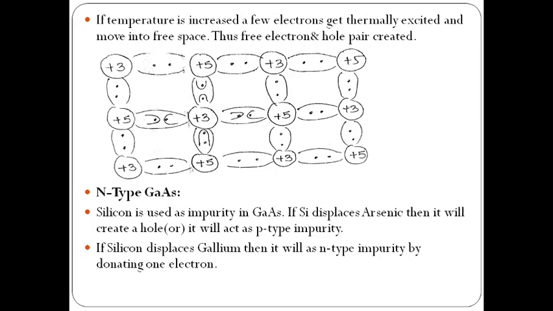Here gallium arsenide is a compound. If silicon is added to the gallium arsenide, and if the silicon displaces the arsenic, then it will create a hole, so it will act as a p-type impurity. If silicon displaces the gallium, then it will act as an n-type impurity by donating one electron.